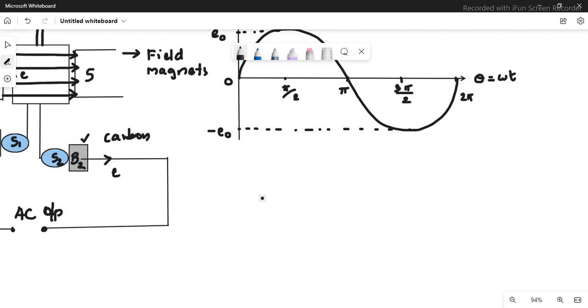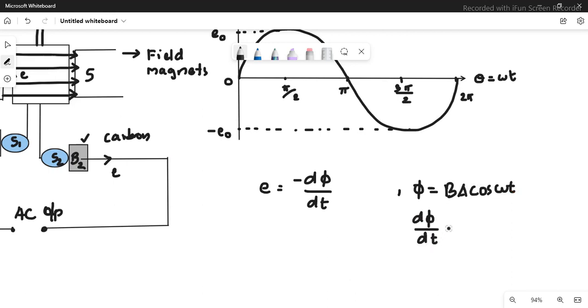By the laws of electromagnetic induction, we know that E is equal to minus d phi by dt, where phi is the magnetic flux associated with the conductor. Also we know that phi is equal to B A cos theta. I am writing B A cos omega t, as theta is equal to omega t by using the rotational analog. So what will be d phi by dt? d phi by dt will be minus B A omega sine omega t.